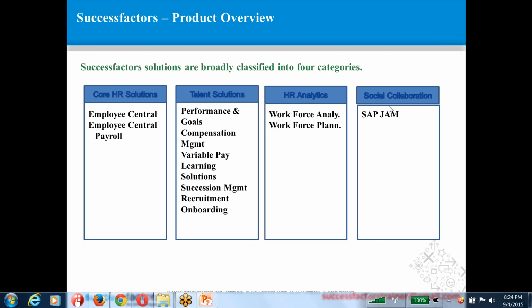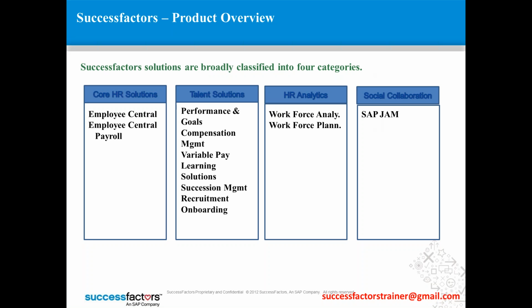And SAP JAM is under the social collaboration solutions. SAP JAM is a combination of different tools. If you talk about, say, Facebook, where you can chat with your friends, or you can post some broadcast messages, similarly you can upload documents to SAP JAM. You can conduct meetings in SAP JAM. You can share documents in SAP JAM. You can form groups in SAP JAM. So all those kinds of things you can do in SAP JAM, guys. So these are the 4 different solutions offered by your SAP SuccessFactors cloud system, guys.